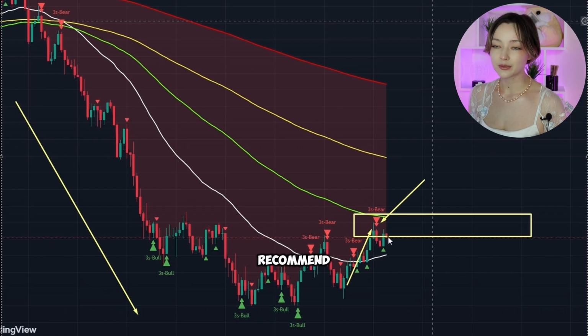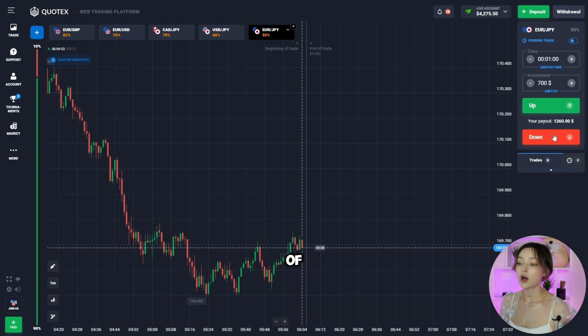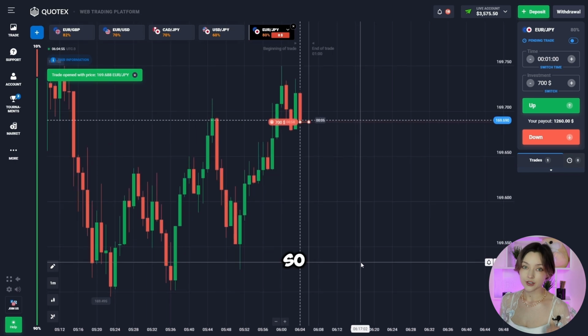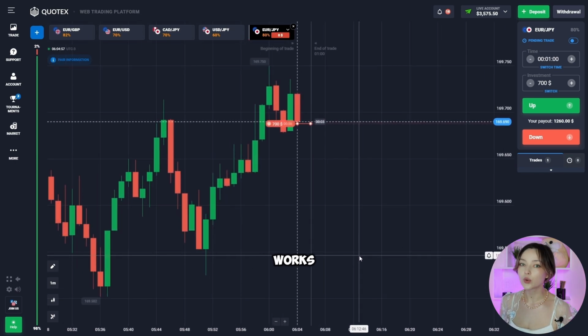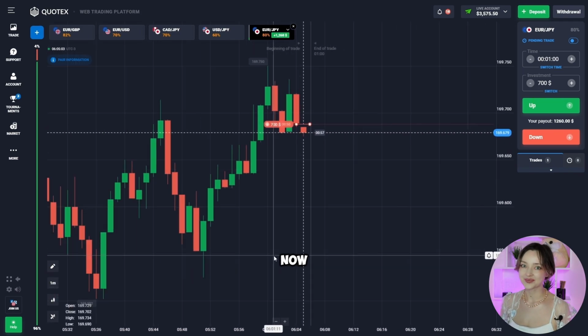I also recommend you guys consider other secondary factors, such as the historical performance of this indicator, so how well the indicator worked in the past on a certain asset. If it has worked well in the past, it will probably work well now.